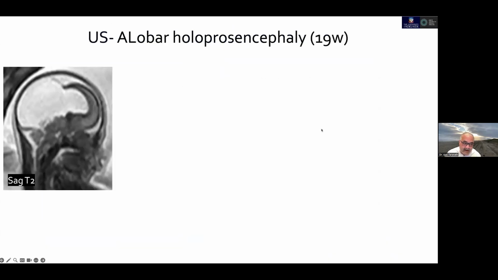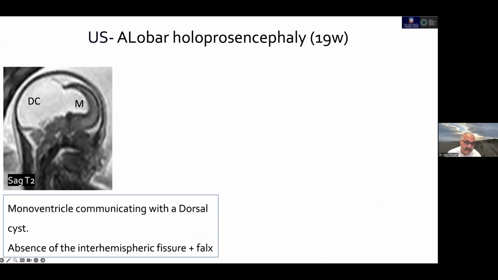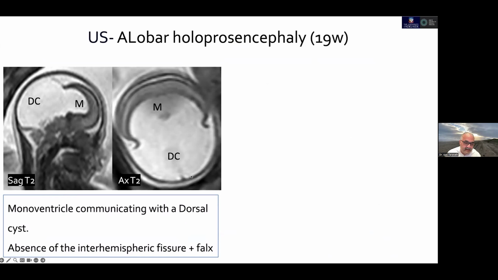Now, if there is a failure of cleavage, you develop an alobar holoprosencephaly. This was an ultrasound diagnosis of an alobar holoprosencephaly at 19 weeks gestational age, where you can see very nicely the monoventricle that is in communication with a dorsal cyst. There is absence of the interhemispheric fissure and hence the falx.